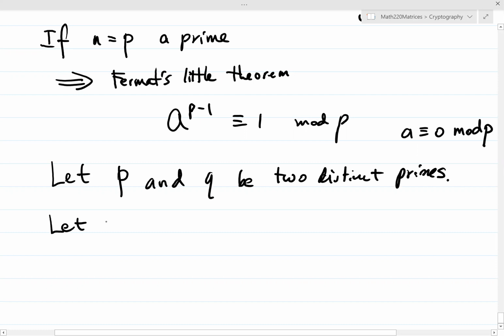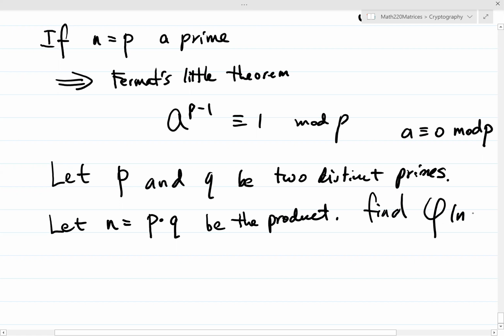Let N be the product of P and Q, and compute the Euler phi function, phi of N. Let N be the product, P times Q. Find phi N, the Euler phi function at N.